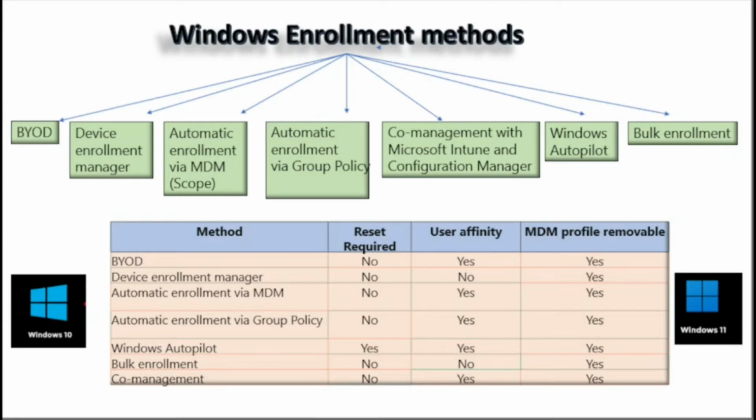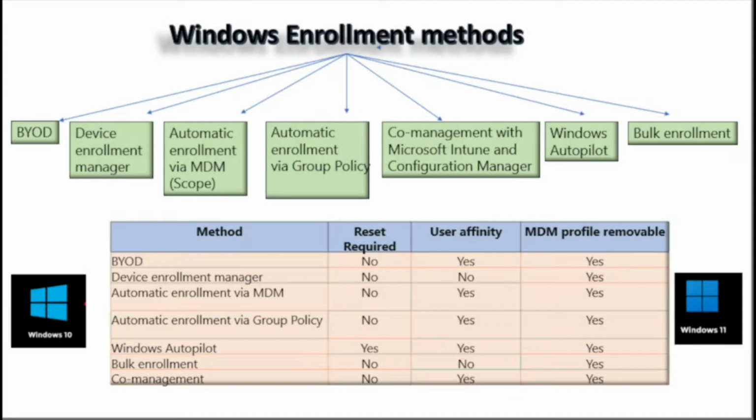We can also use automatic enrollment via MDM scope, in which admin can set the MDM scope for all the users in the Intune portal, and when user is logging in Windows devices with Azure Active Directory credentials, then device is automatically going to register in Azure AD and automatically enroll in Intune. So this is the most common method used to enroll a device.